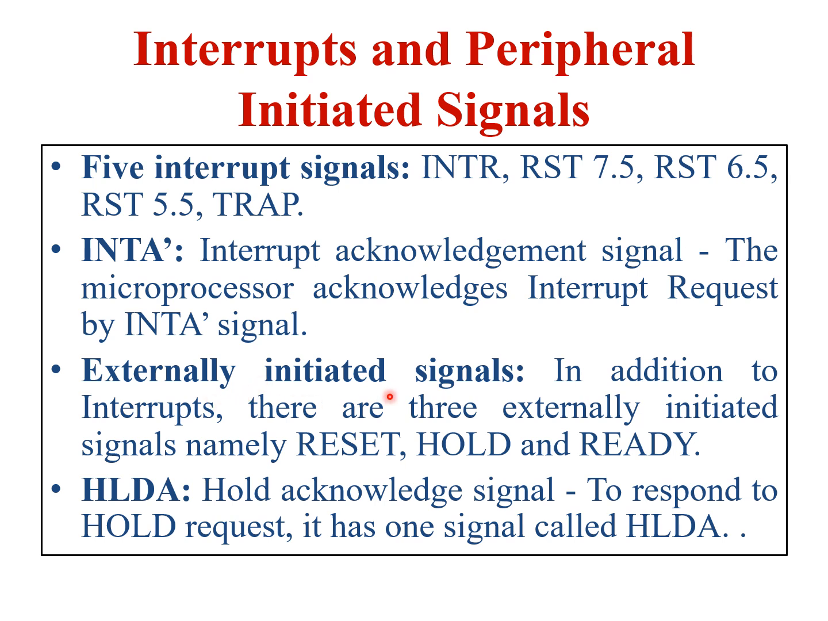Then, internally initiated and externally initiated signals. In addition to this, there are 3 signals: reset, hold, and ready. These are given by other devices to the microprocessor, so these 3 are also considered as interrupts from external devices. Then HLDA is the hold acknowledgement signal. Whenever the hold signal is given to the microprocessor and the microprocessor is going to relinquish the resource demanded by the other system, it will pass an acknowledgement by the HLDA signal.